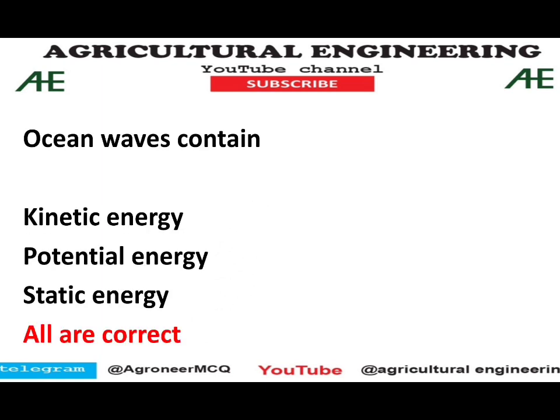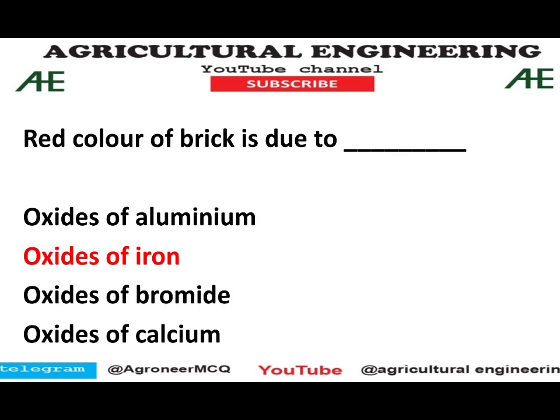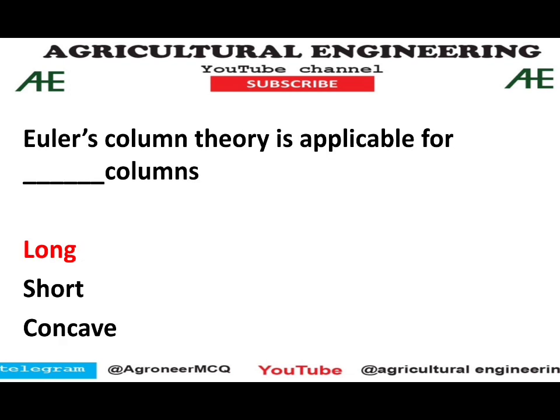Ocean waves contain kinetic energy, potential energy, and static energy. Plants absorb most of their nitrogen in the form of nitrates. Red color of brick is due to oxides of iron present in it. Euler's column theory is applicable for long columns.